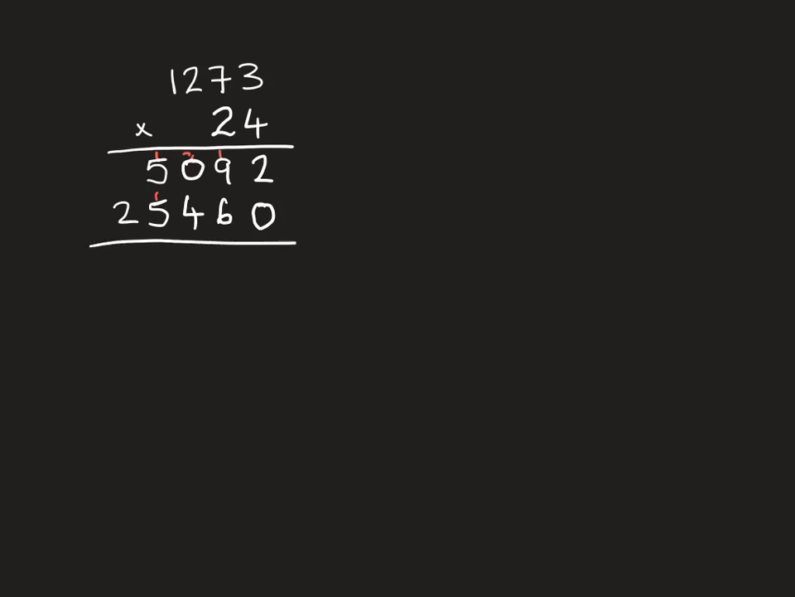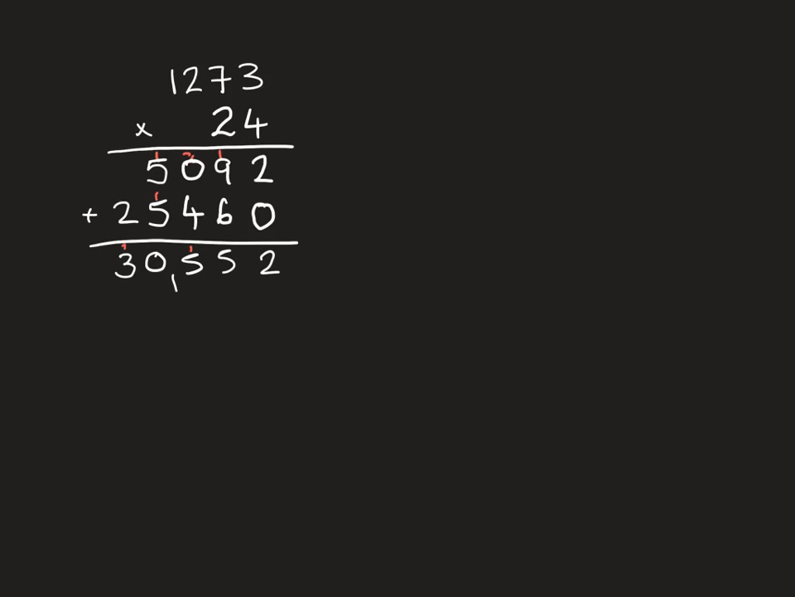Now all I need to do is add the two answers together. So 2 add 0 is 2. 9 add 6 is 15. Carry my 1 over. 0 add 4 is 4. Add the 1 is 5. 5 add 5 is 10. Carry my 1 over. 2 add the 1 is 3. So my answer is 30,552.